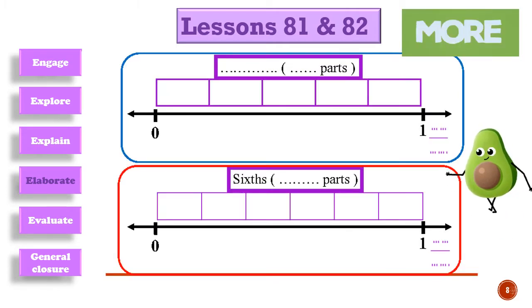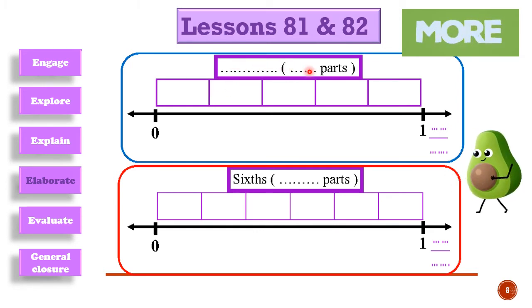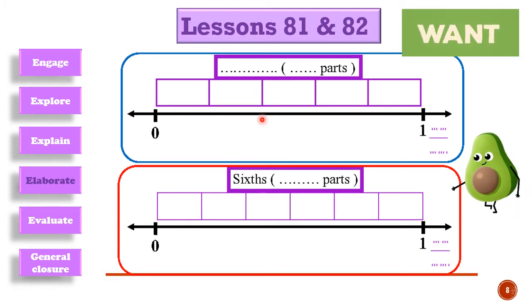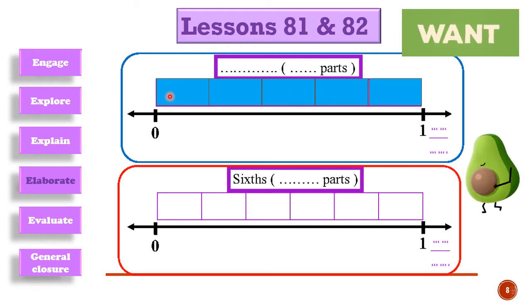The same in the next exercise. We have no name and no parts. We have here our fraction strip and our number line. Our fraction strip distributed in how many parts? 1, 2, 3, 4, 5 equal parts. 5 means fifths. 1 in numerator and 5 in denominator.